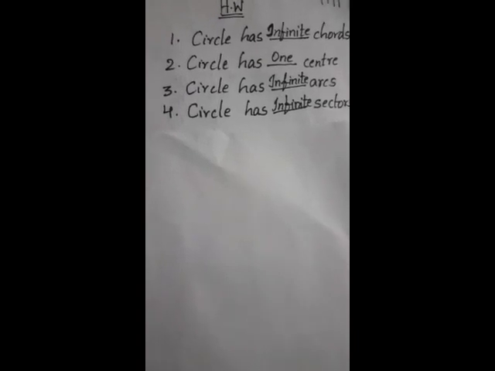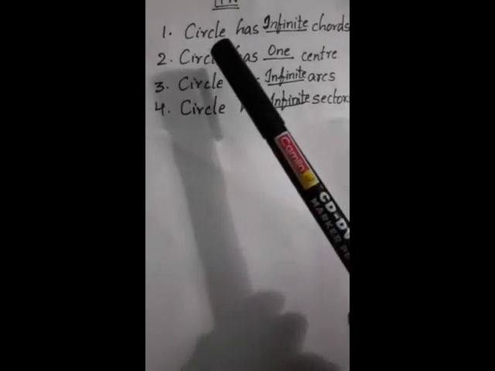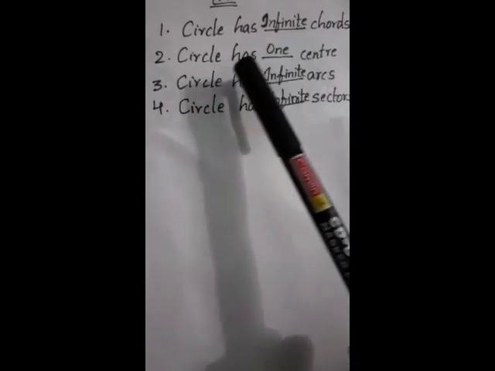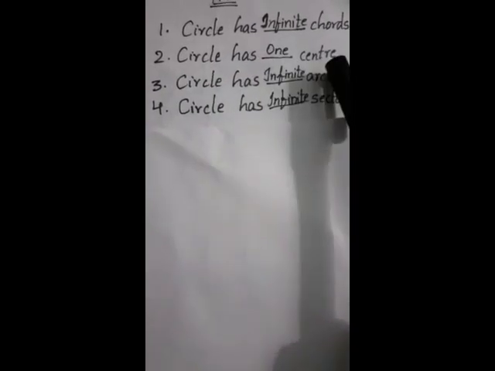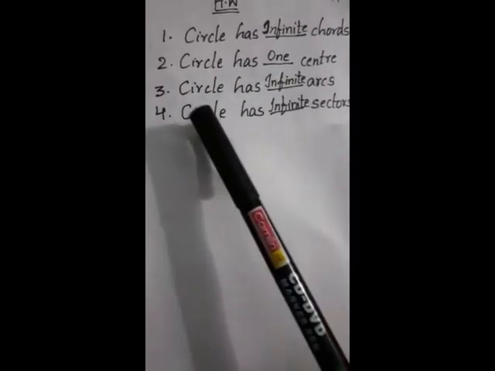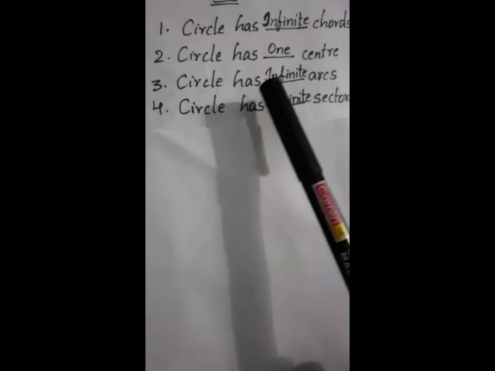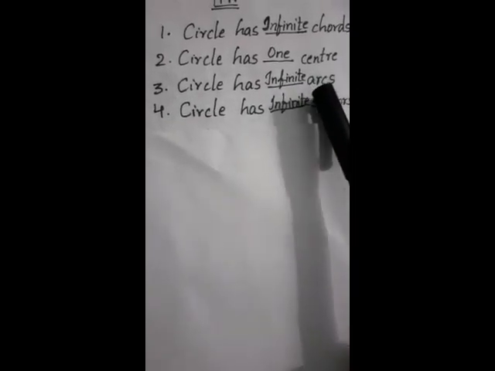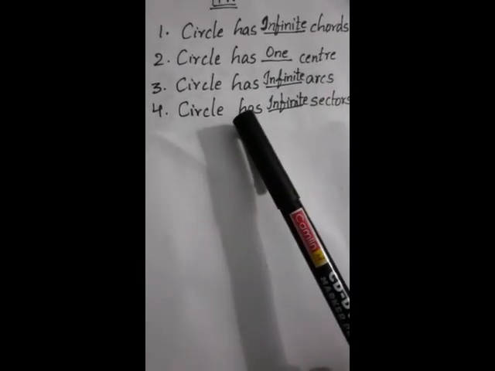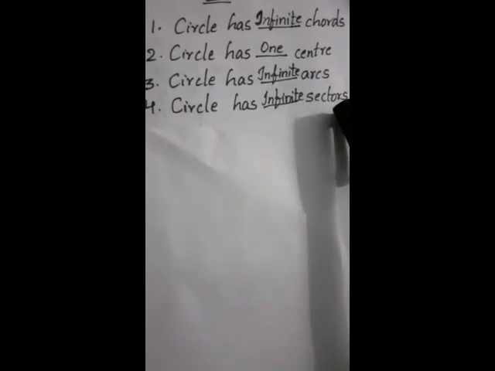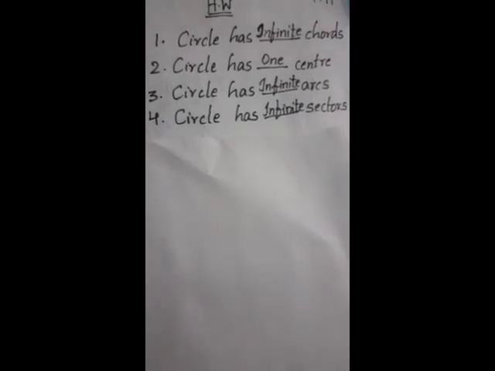So look at your answers. I'm giving the answers. Circle has dash chords. How many? Infinite. Circle has dash center. One center. Circle has infinite arcs. Circle has infinite sectors. Okay, children, you understood your homework? You wrote it correctly? Yes, very good.